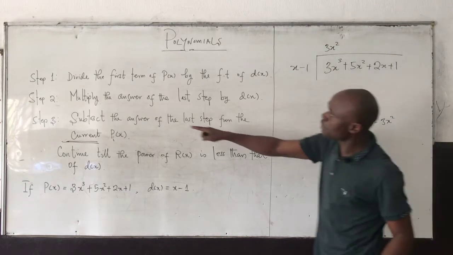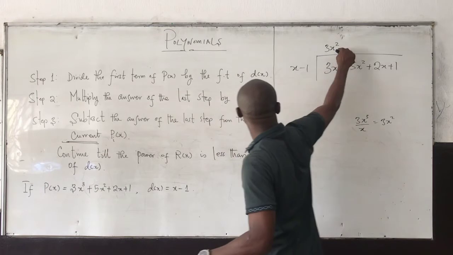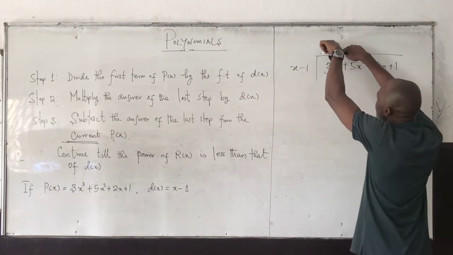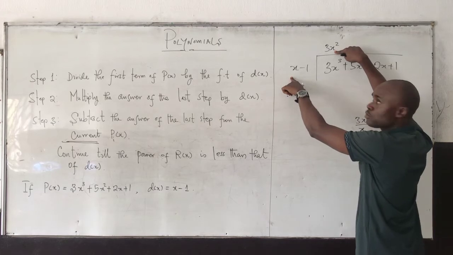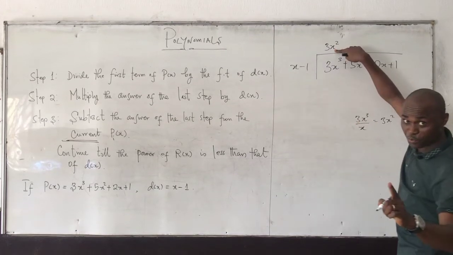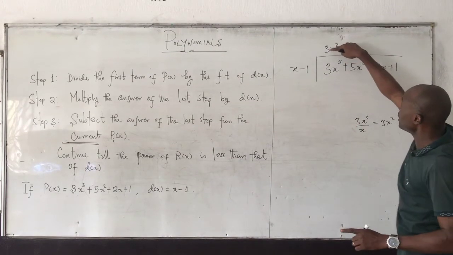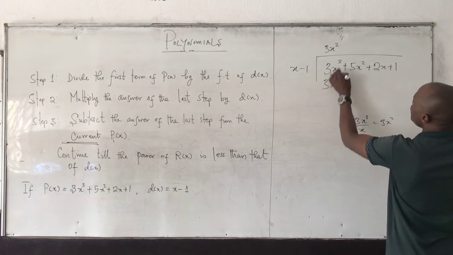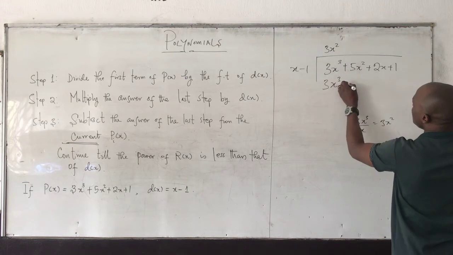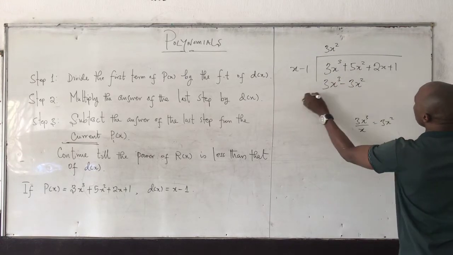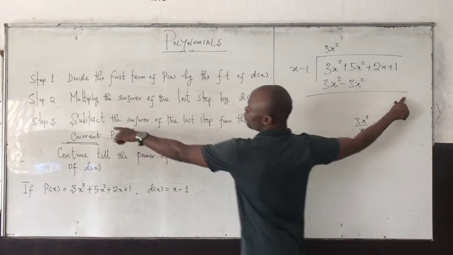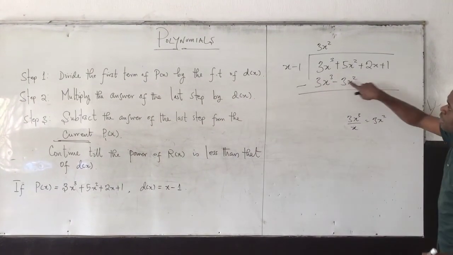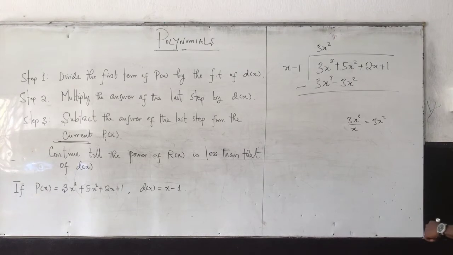So the next step is multiply the answer. This is the answer now of the last step by d of x. So we multiply this answer by this divisor. So we multiply this by this, multiplication of polynomial. This time this is going to give us 3x cubed, that is this times this, and this time this is minus 3x squared. So the next step is what? Subtract the answer of the last term from p of x. So we subtract this answer now from this, and that will be what?